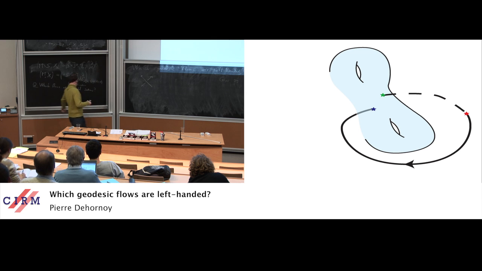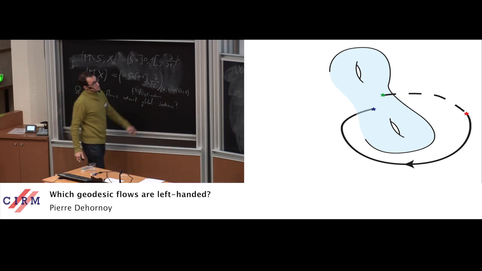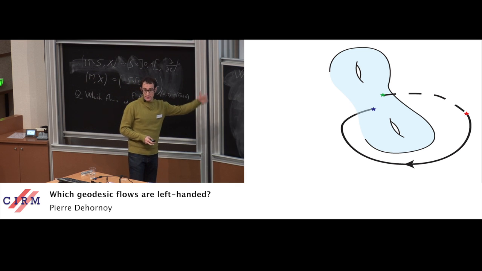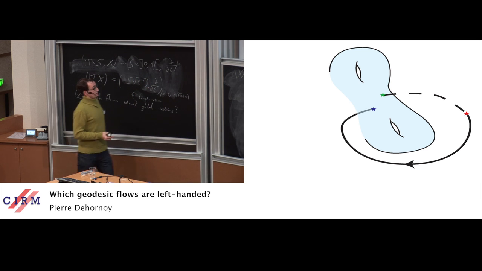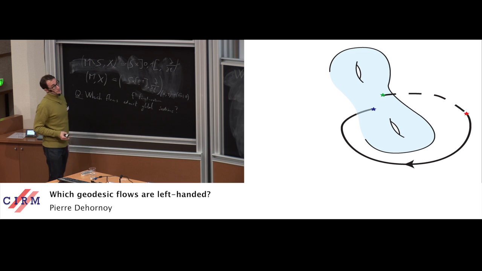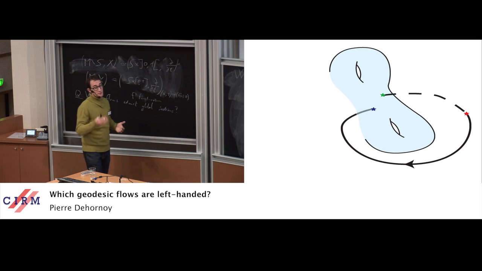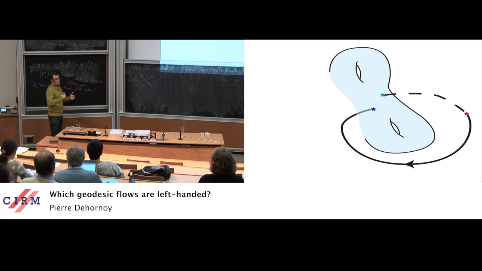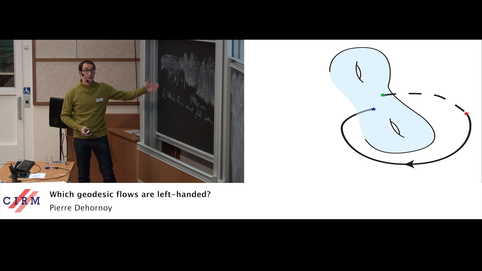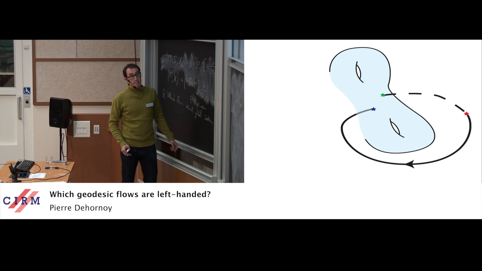Well, the sad thing is that actually this is often a negative answer. For example, assume that we have a flow in S3. Then a section should be an embedded surface, so it has an outside and an inside. And if the flow crosses in one direction from the inside to the outside, then it stays in the outside and it cannot come back. So actually a flow in S3 cannot have a global section.